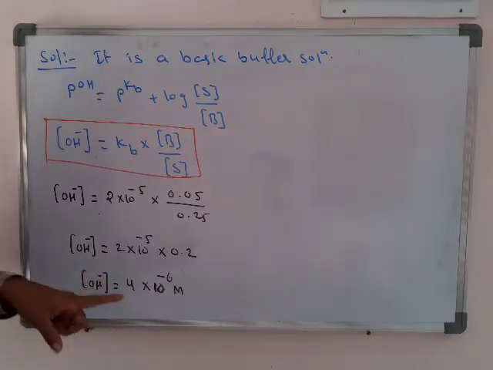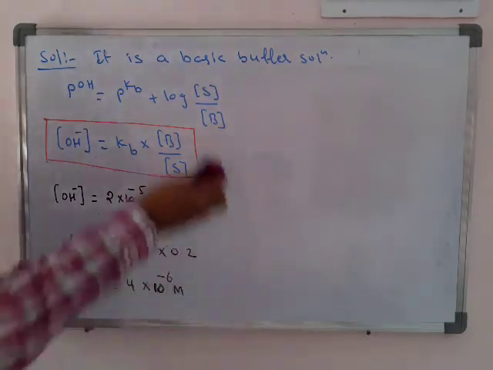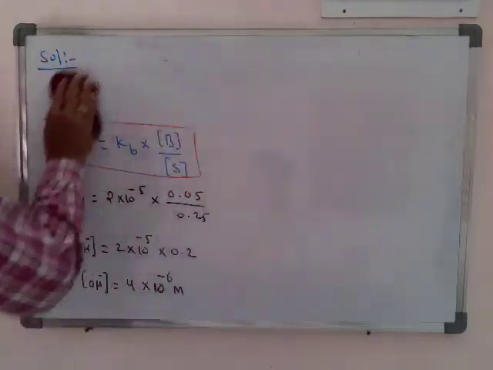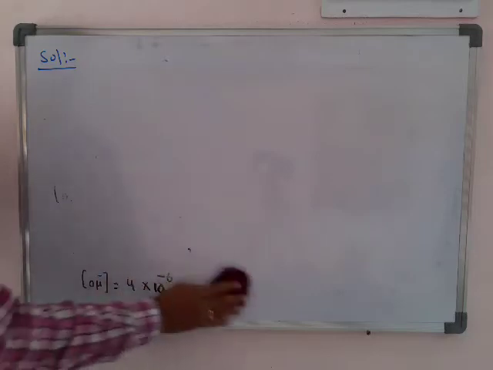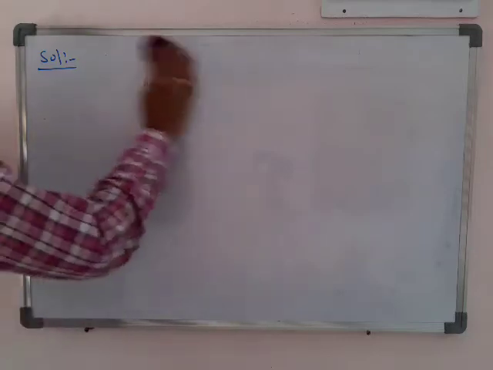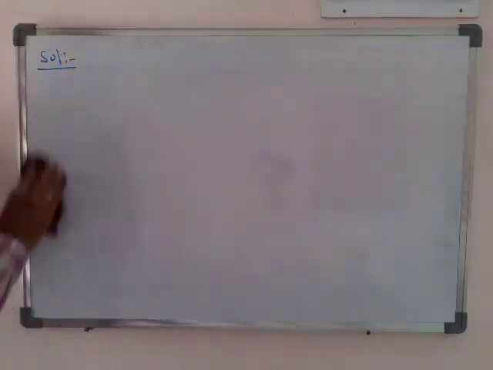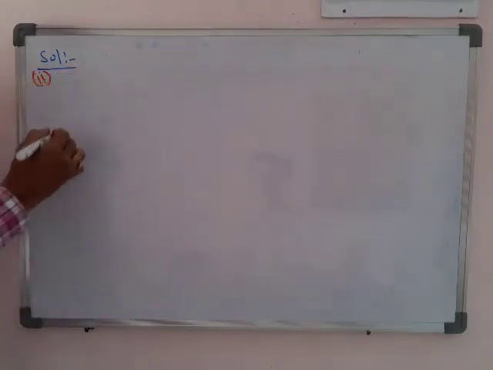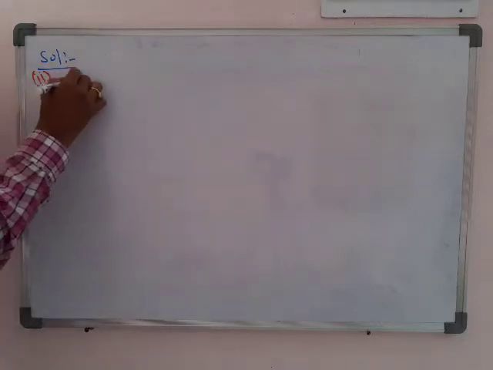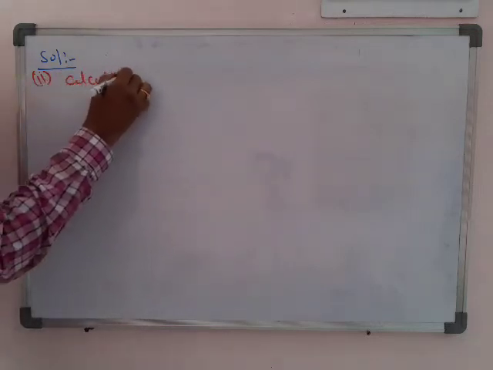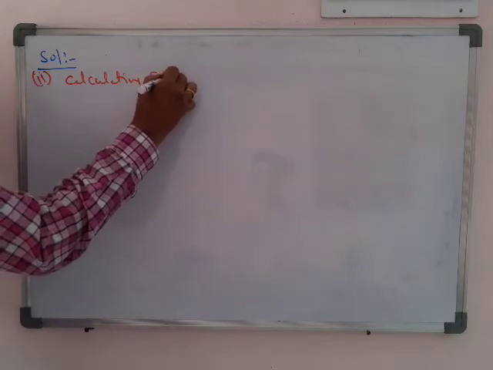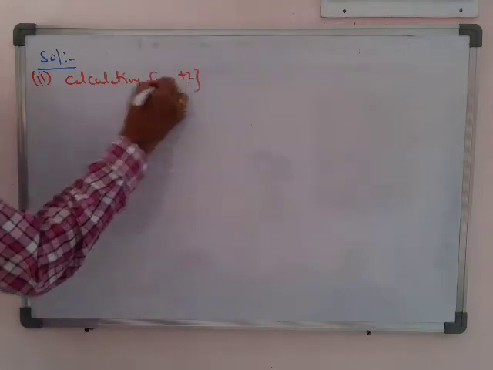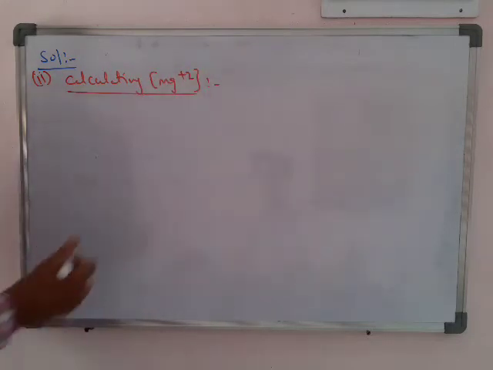So with the help of this, we calculate the magnesium concentration and aluminum concentration. So now take step 2. Step 2: calculating Mg plus 2 concentration.